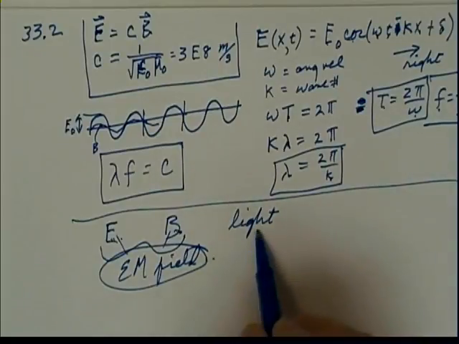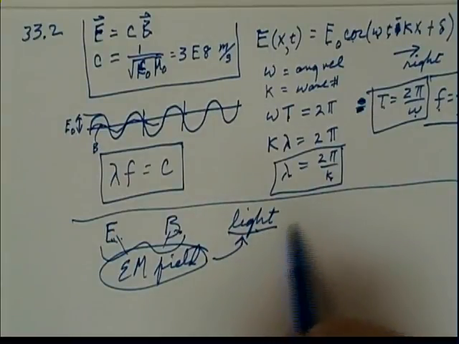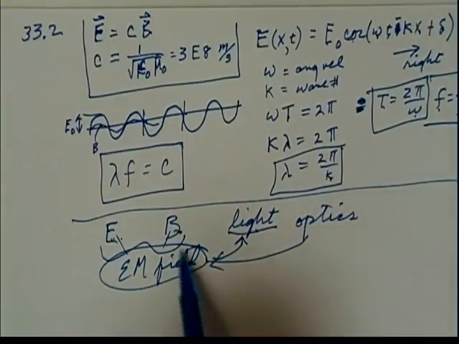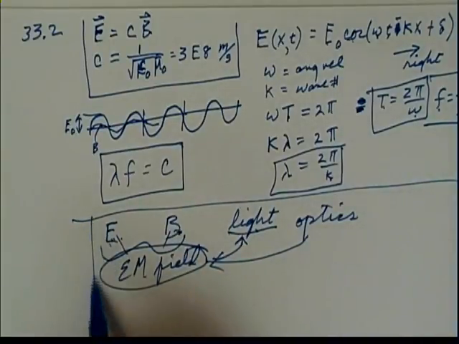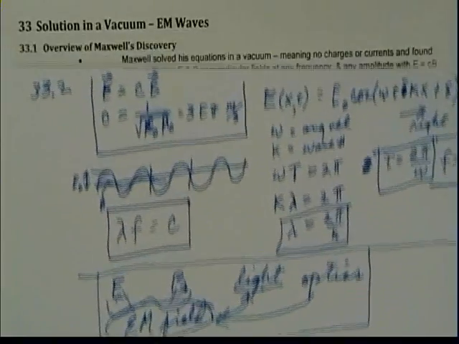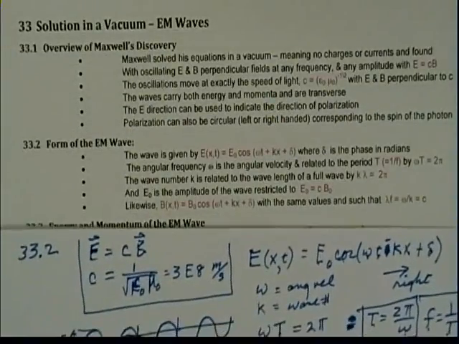And that field can oscillate in empty space and be light. So all of optics is now joined with electricity and magnetism in one huge domain of physics called electromagnetic theory. That includes electric phenomena, magnetic phenomena, and waves.